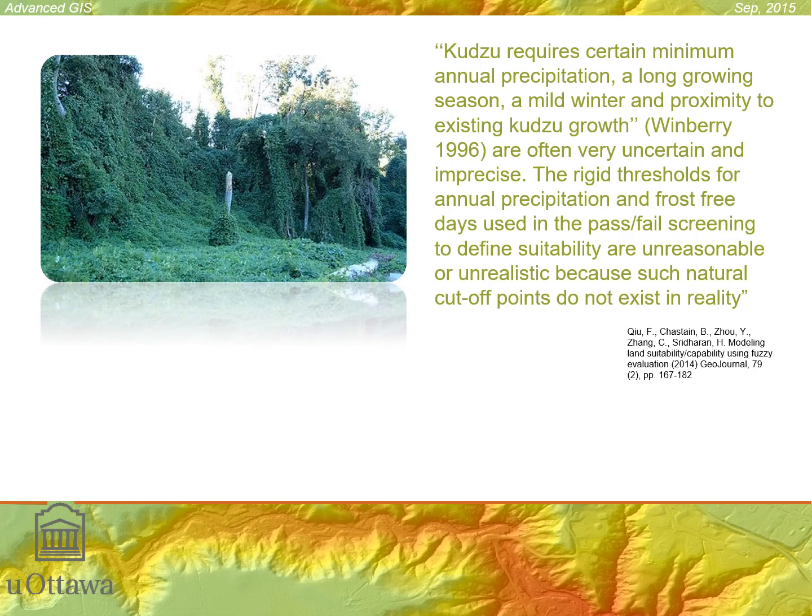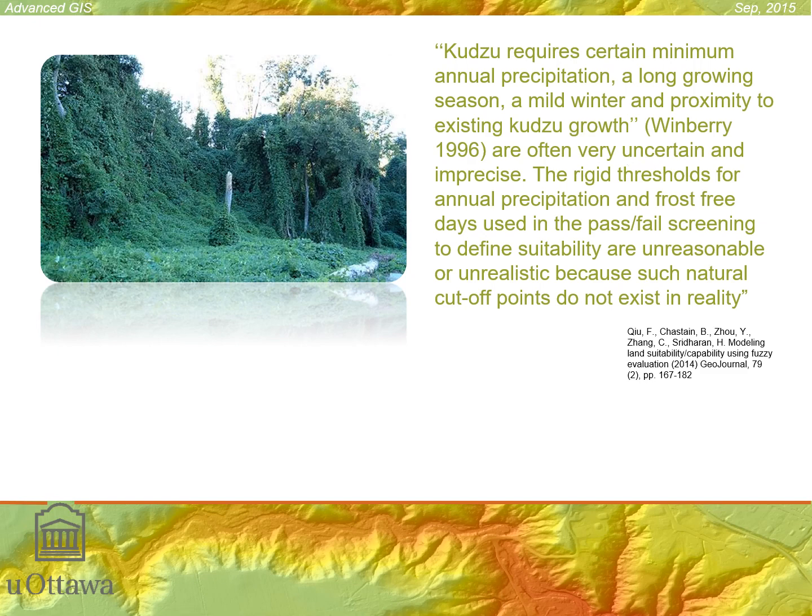So Kudzu requires a certain minimum annual precipitation. We know that. It needs a long growing season and a mild winter, as well as proximity to existing Kudzu growth. So these are all important, but we don't see any hard lines here. There's no certainty to what temperature, what precipitation, etc. So these are uncertain and imprecise rules for Kudzu.